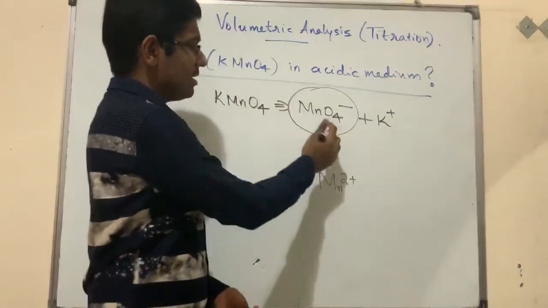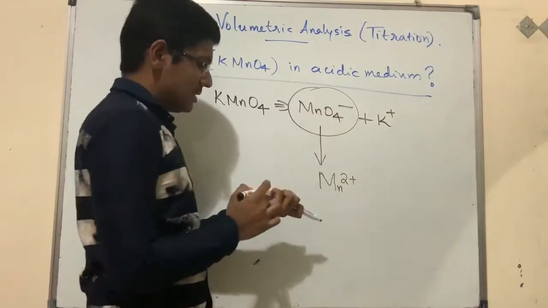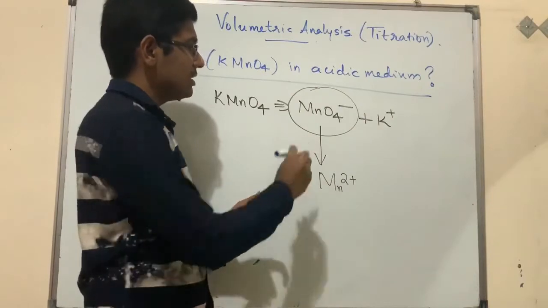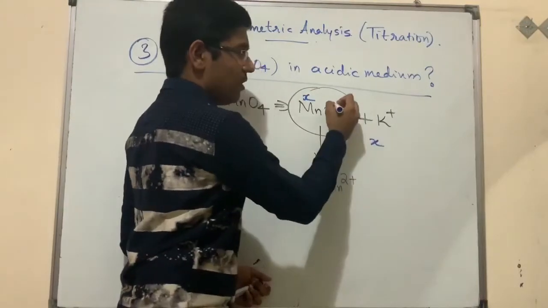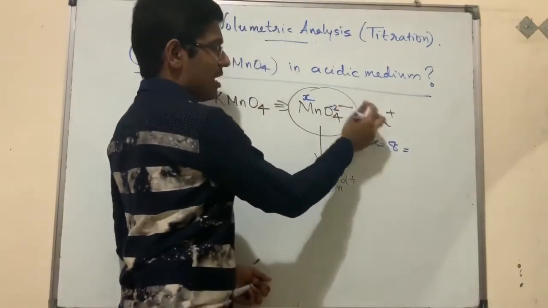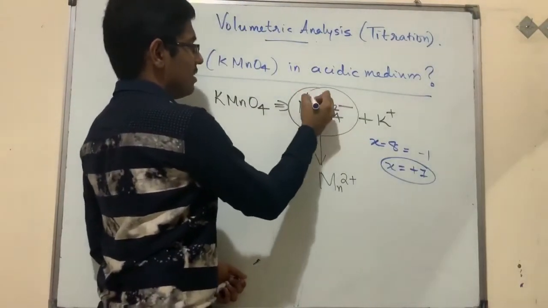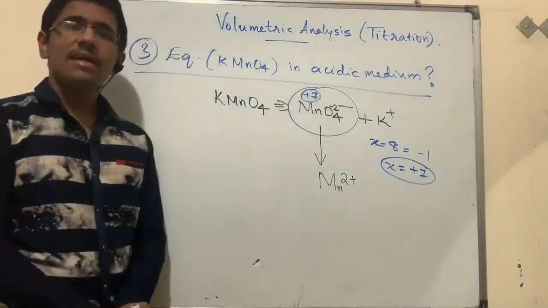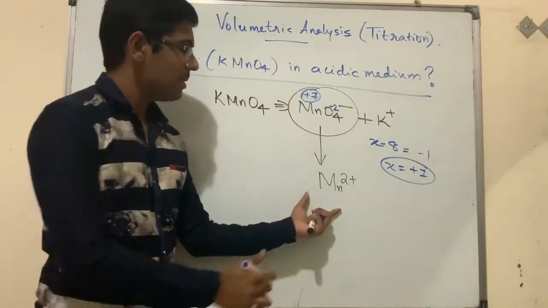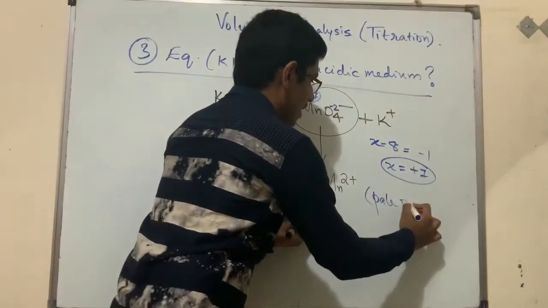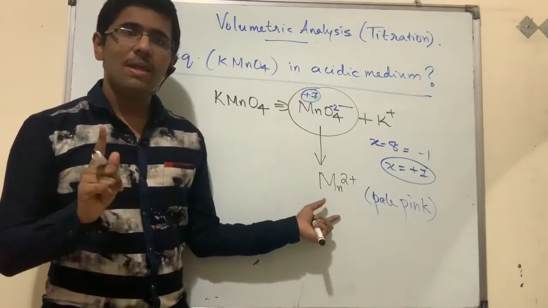So MnO4 minus gets simultaneously reduced, right? MnO4 minus is in which oxidation state? Let's calculate the oxidation state of manganese. Oxygen is -2 and this is X. So X minus 4 into 2, 8, equals the overall charge -1. So X equals +7 oxidation state. So in permanganate, the manganese atom is in +7 oxidation state, and after the reaction it forms a permanent pale pink color. This permanent pale pink color is obtained due to the formation of Mn+2 ion.